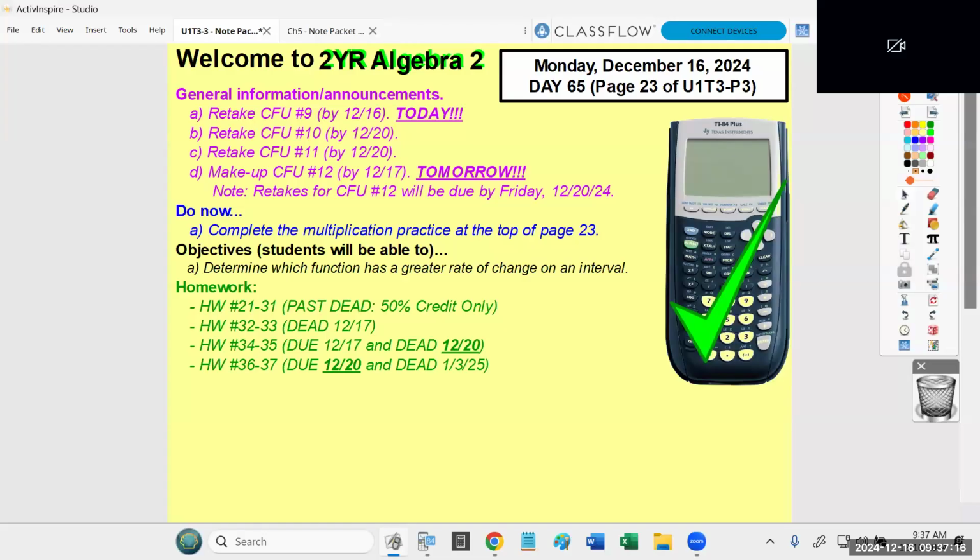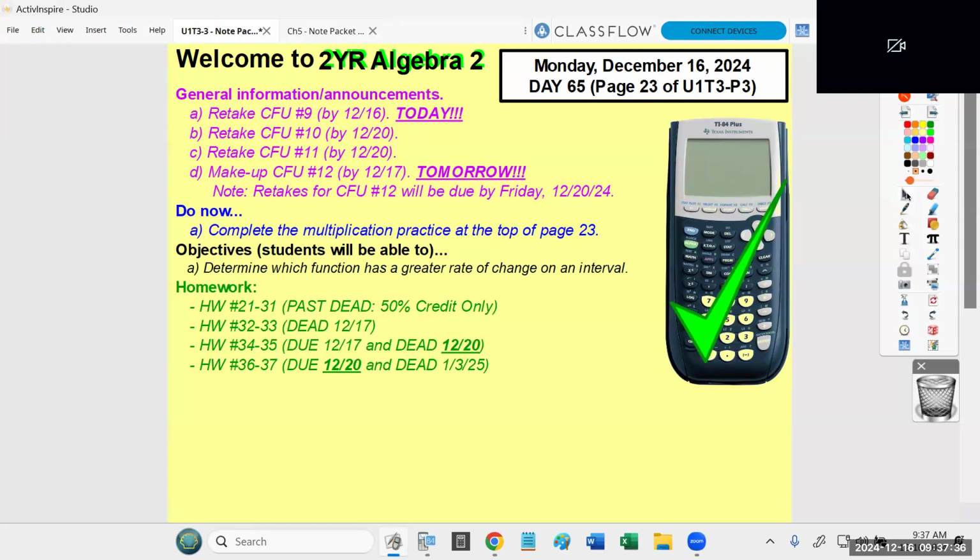All right, so real quick summary of the highlights that I gave students. CFU number 9, last chance to retake is today. CFU 10, 11, and 12 can all be retaken until Friday this week. However, students will not receive CFU 12 back until Wednesday. That's when retakes start. That's so that students that were absent last class have today and tomorrow to make up the original CFU number 12.